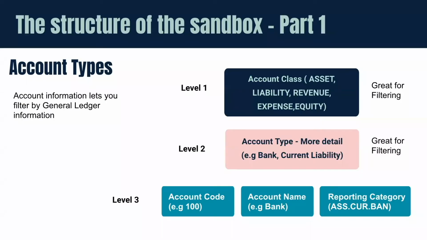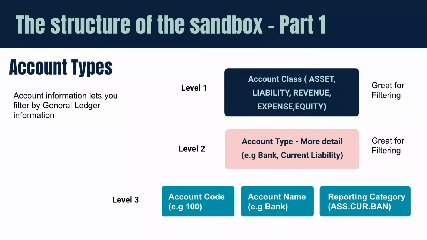Now, let's look at the structures in the Sandbox. So firstly, part one, this is the account types. The account types give you account information that lets you filter by general ledger information. So there's three levels here. Level one is the account class, which contains assets, liabilities, revenue, expense, and equities. They're great for filtering.